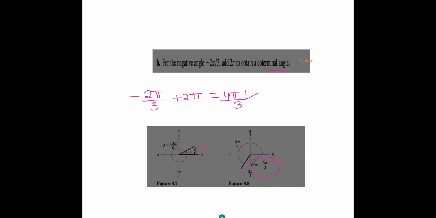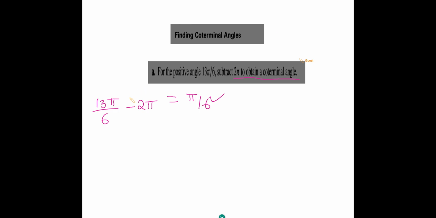Is it like a cycle, where we add or subtract? Finding the coterminal: if the angle is negative, we can add 2 pi, and if it's positive, we can subtract 2 pi.